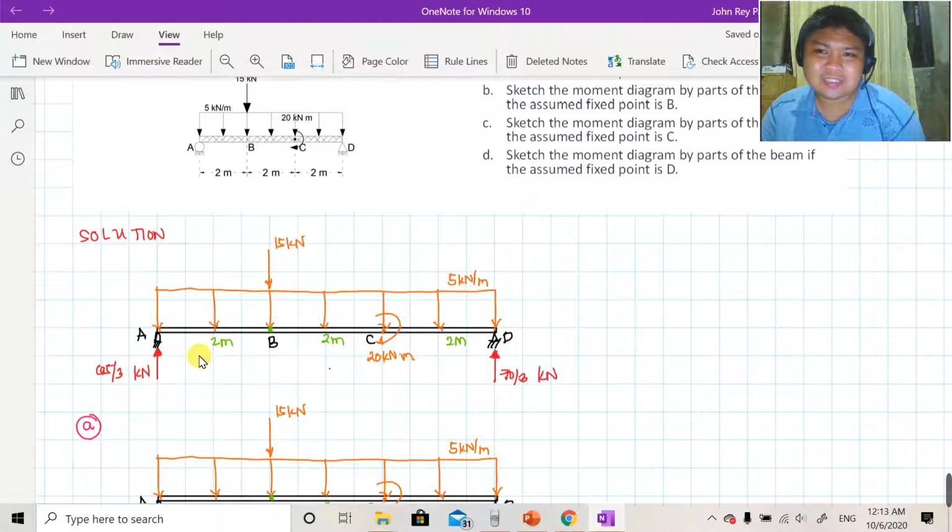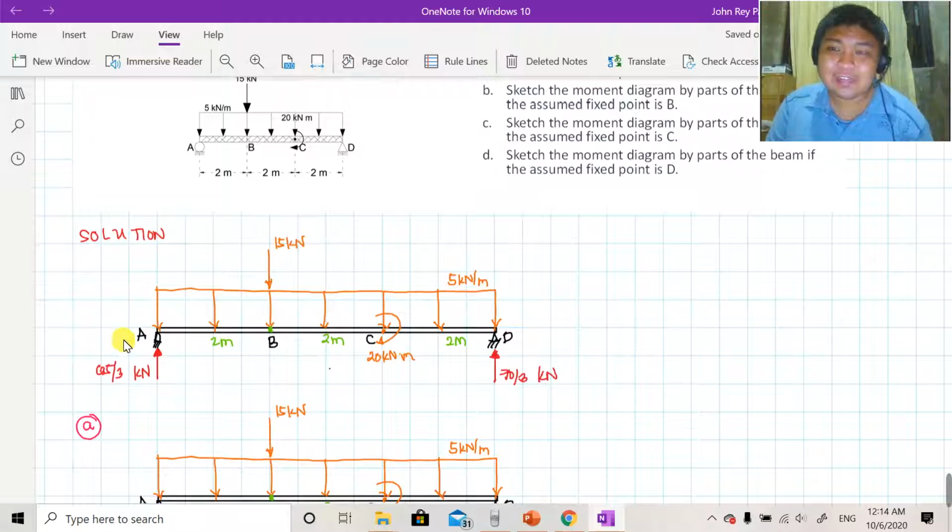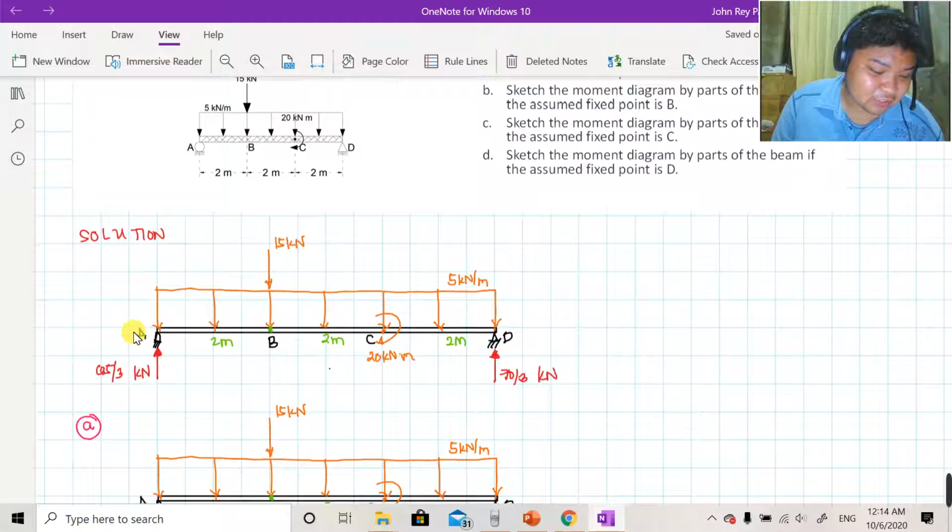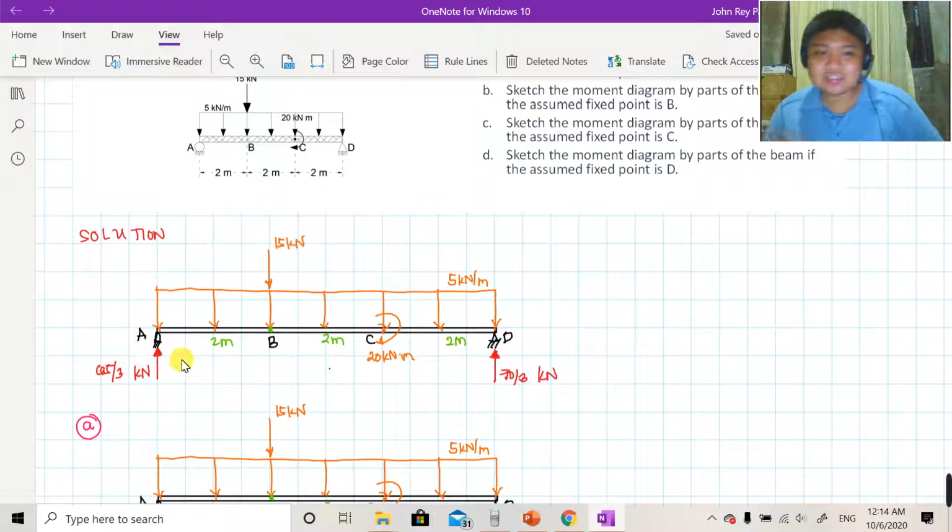But I already checked it thrice, no? So, tatlong beses ko talaga siya chinek kasi nga, of course, minsan wala na rin akong tiwala sa sarili kong calculations. So, ayan, I am sure naman na tama ito, class. Itong 65/3 and 70/3. Okay, so you may prove that by yourself.